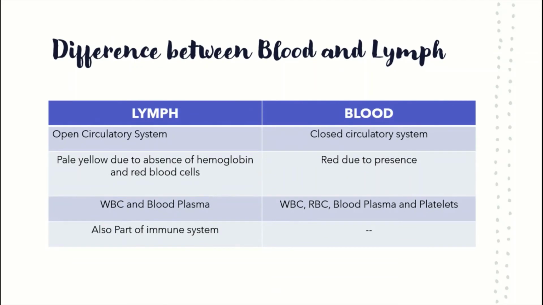Lymph is the part of the open circulatory system, while blood is the part of the closed circulatory system. Lymph is pale yellow due to the absence of hemoglobin and red blood cells, and blood is red due to its presence. In lymph, WBC and blood plasma are present, whereas in blood, WBC, RBC, blood plasma and platelets all are present. Lymph, being a part of the circulatory system, is also a part of the immune system. Blood is only the part of the circulatory system.